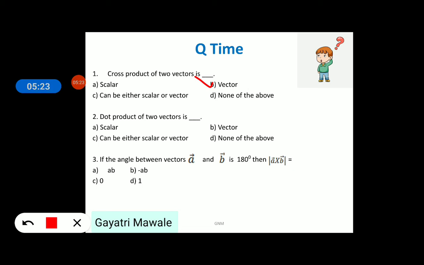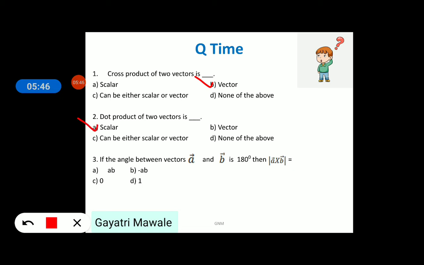Second question, dot product of two vectors is scalar, vector, can be either scalar or vector, or none of the above. Now dot product is also known as scalar product and it is a scalar quantity. So option A is correct here.